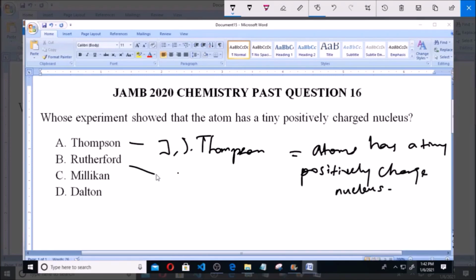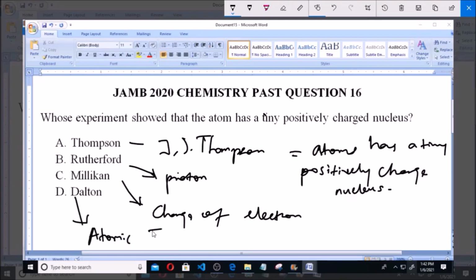Then Rutherford, together with his team of Marsden and Geiger, discovered the contents of this nucleus. They made experiments and further discovered that the nucleus is made up of protons and also neutral particles. Then R.A. Millikan discovered the charge of the electron. Then Dalton is a scientist that deduced the atomic theory. But the scientist that showed that the atom has a tiny positively charged nucleus is J.J. Thomson, which is option A.